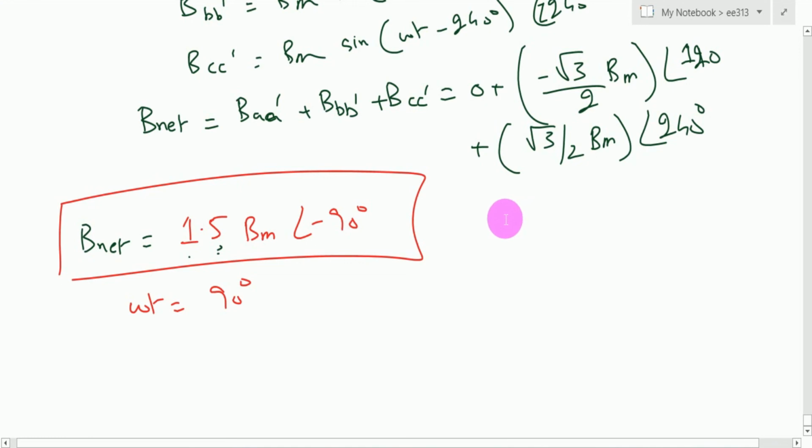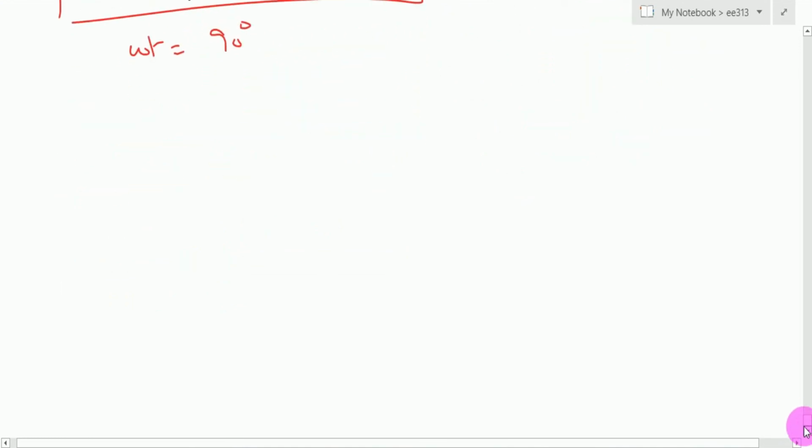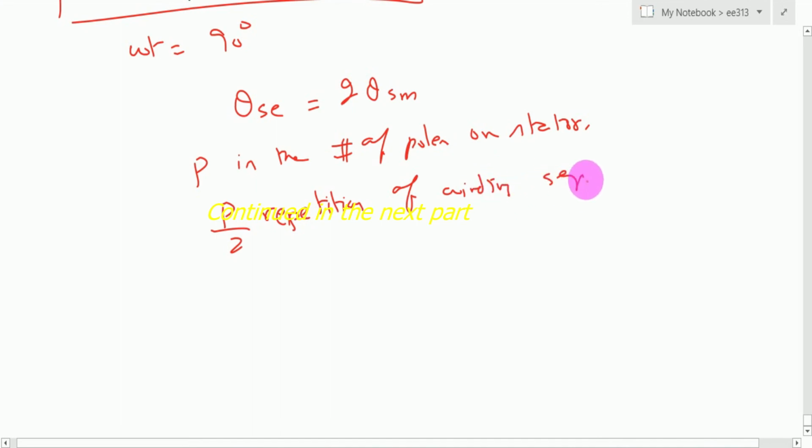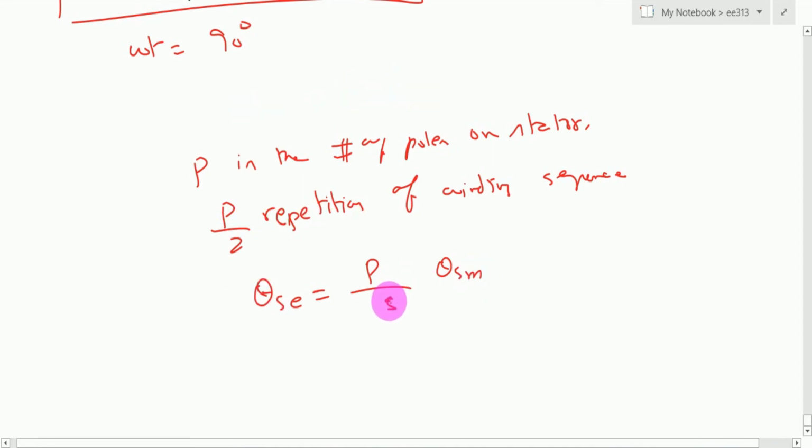Likewise, as in the DC machines that we have studied, the concept of the electrical angle and the mechanical angle remains the same. In general, if P is the number of poles on the stator winding, then there are P by 2 repetitions of the winding sequence. So that theta SE is equal to P by 2 theta SM. So this theta SE is equal to P by 2 theta SM.